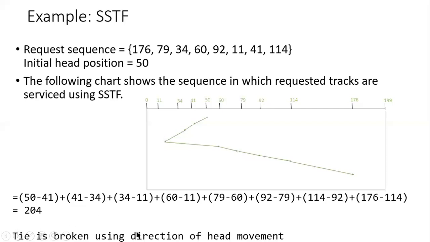So this is the point I just talked about: a tie is broken using the direction of the head movement. As in the example I gave, if the head is at 60 and you have two requests at 65 and 55, the request for block number 65 will be served first, because the head is moving from left to right. That's why block 65 will be served instead of 55, even if both blocks are at the same distance, because changing the direction also requires some time.